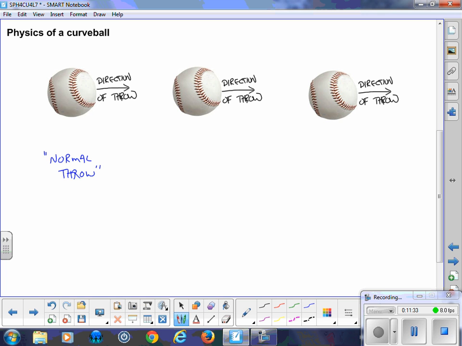What happens with the normal throw? Well, the air, I'm just going to keep it simplified for you. The air goes and travels past both sides of the ball, so the ball will travel straight. So this is if you throw a ball and it travels straight. All right. Now these two here are going to be the curveball.